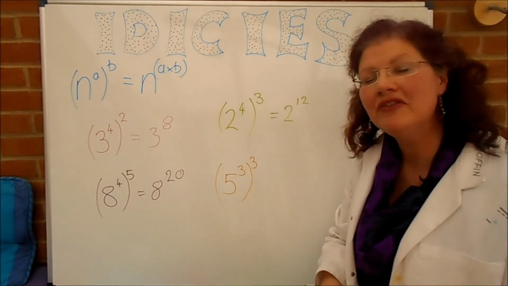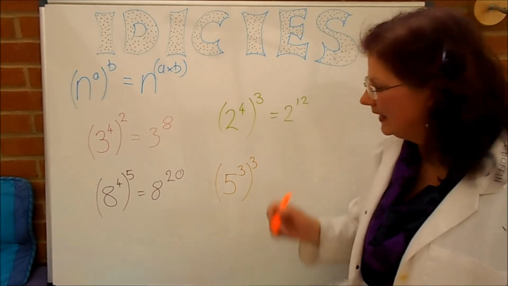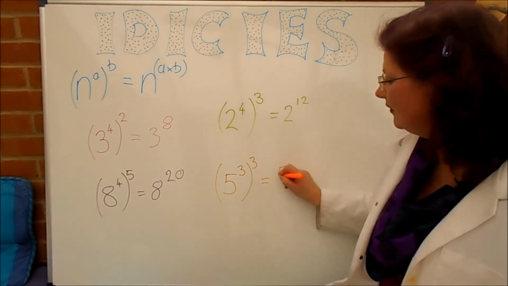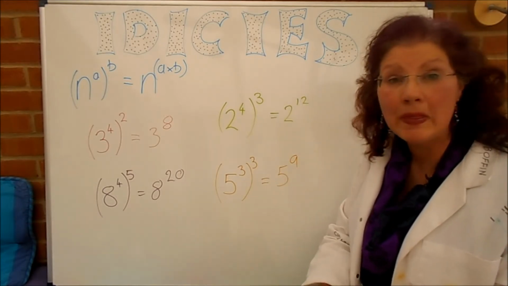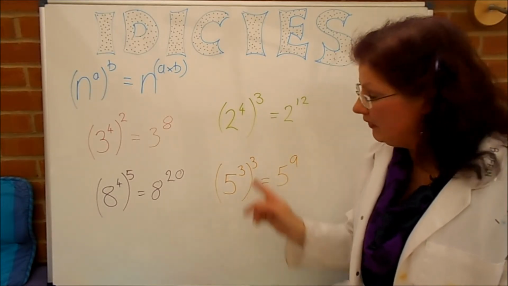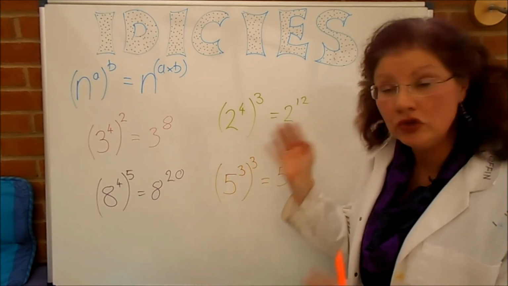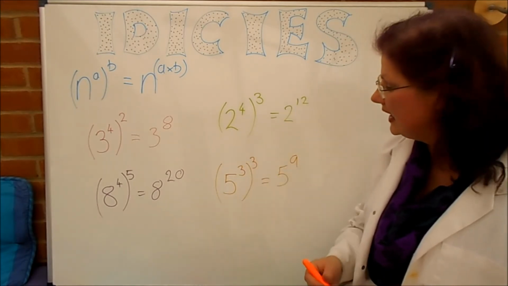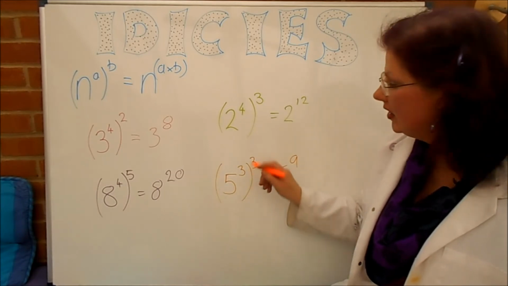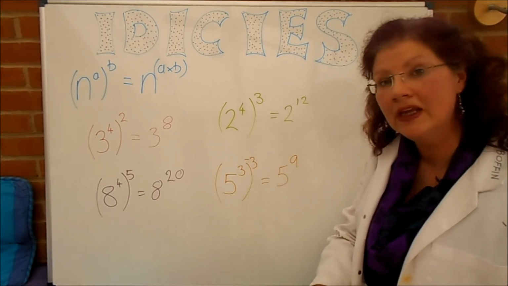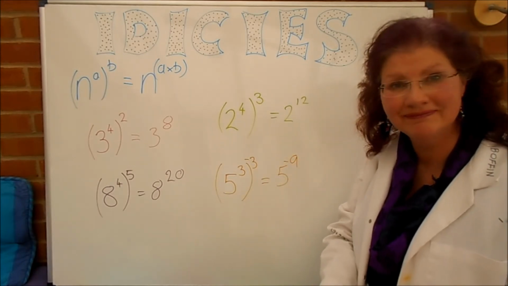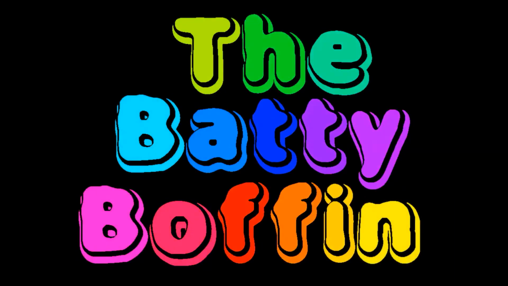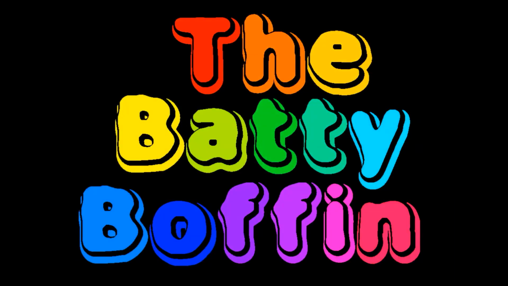And the last one down here, 5 to the power 3 to the power 3. That simplifies to 5 to the power 9. So that's all there is on that. These powers, by the way, if one of them came out negative, that's totally fine. You just multiply it as normal. Let's say that had been 5 to the power 3 to the power negative 3. Then you would do 5 to the power negative 9. That's all there is to it.